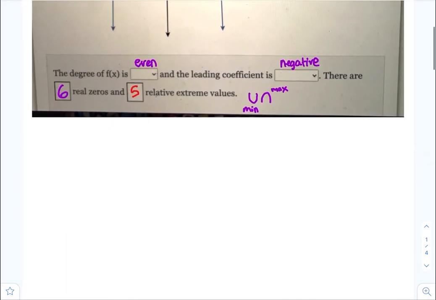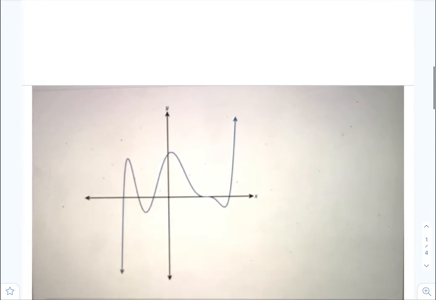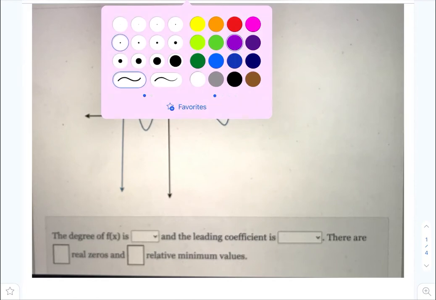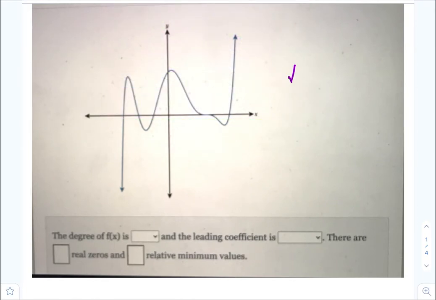Okay, now let's look at another one. Okay, so first let's look at our end behaviors, right? It's going down and then it goes up. This is when you guys have a positive leading coefficient, and this is an odd power. So the degree of f of x is odd. The leading coefficient is positive.